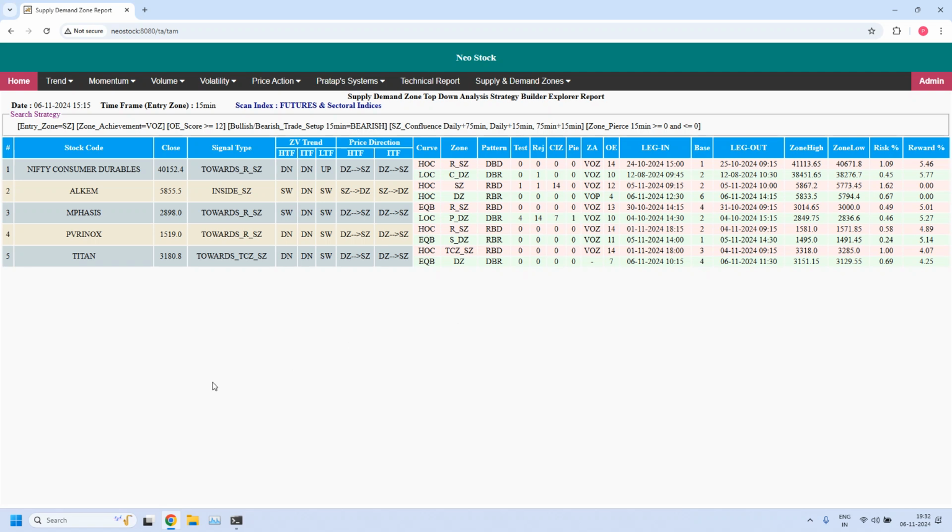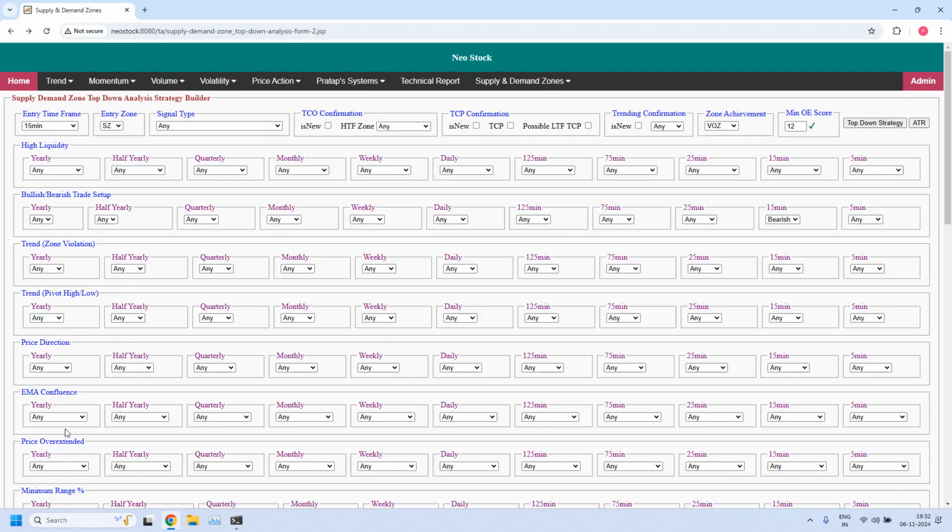In all these 5 stocks, the 15-minute supply zone is part of the 75-minute supply zone, both together again part of the daily supply zone. And because all are part of the daily zone, if the daily trend is down in 3 stocks and they are having daily EMA confluence, they are even more high probability setup supported stocks.